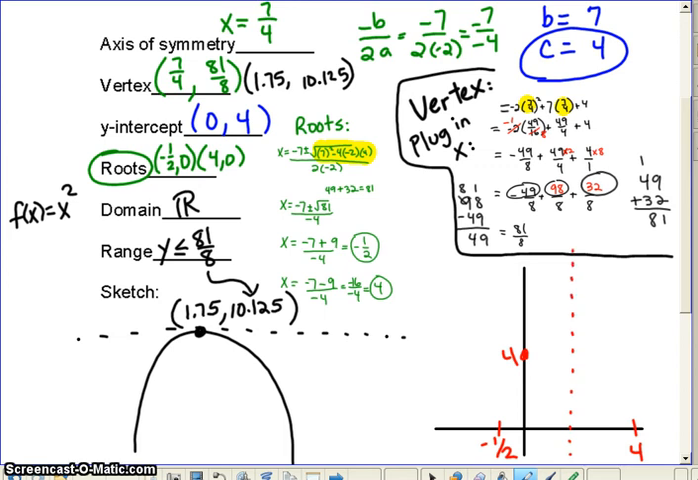So the axis of symmetry needs to go up to about 81 over 8, which is 10 1/8, or 10.125. And so a rough sketch of your graph, it's kind of hard to sketch this kind of graph, but that's what it's going to look like right there.